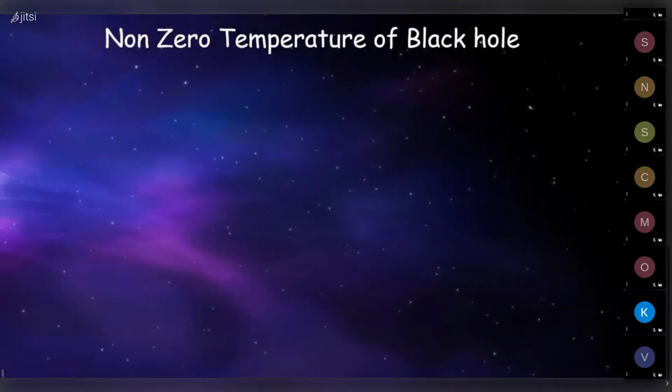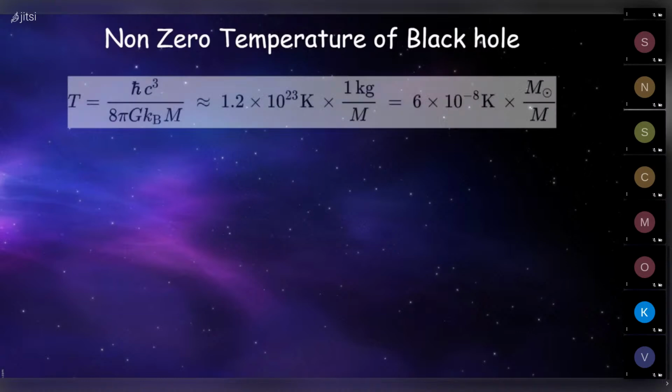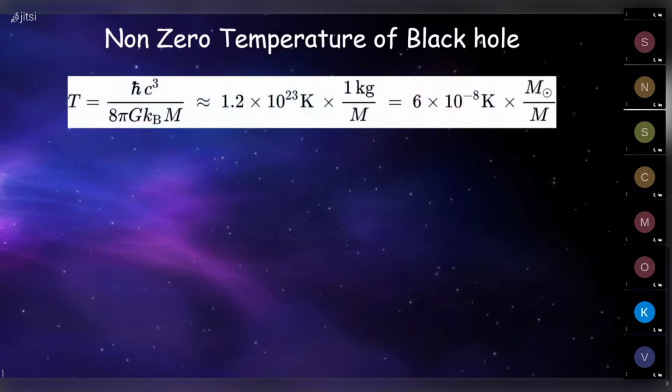So a non-zero temperature of a black hole is actually present, and this was given by the famous scientist Stephen Hawking. In 1974, Stephen Hawking showed that the temperature of a black hole will actually be non-zero. Rather, it will be a value of h bar c cubed by 8 pi G k_B M, where h bar is the reduced Planck's constant, c cubed is the cube of the speed of light, G is the gravitational constant, k_B is the Boltzmann constant, and M is the mass of the black hole.